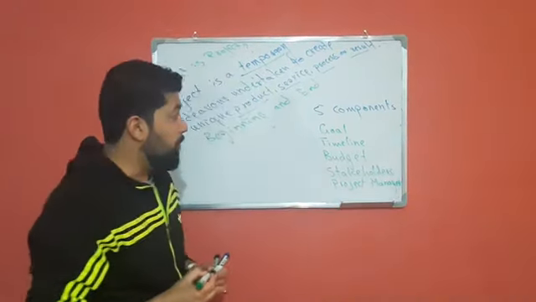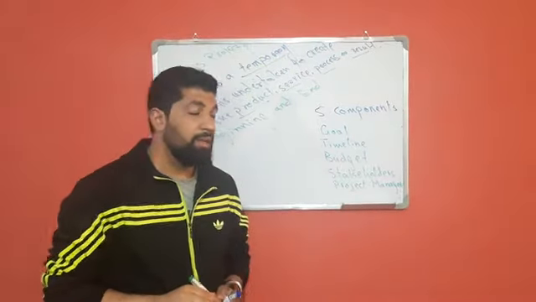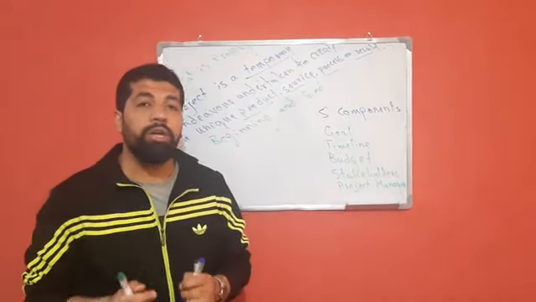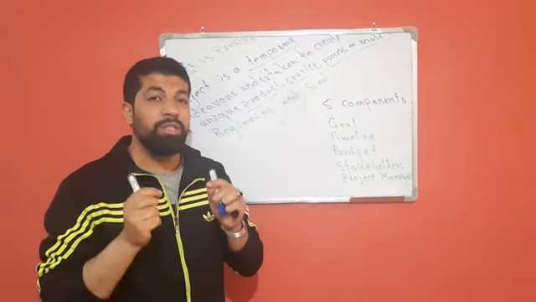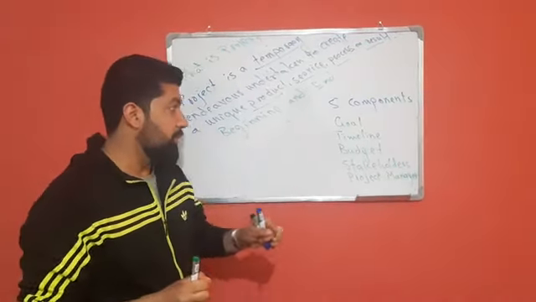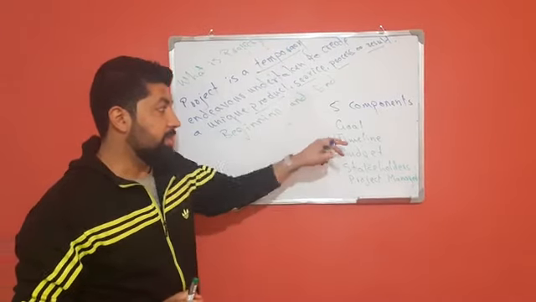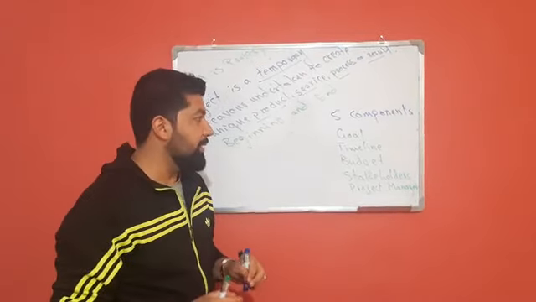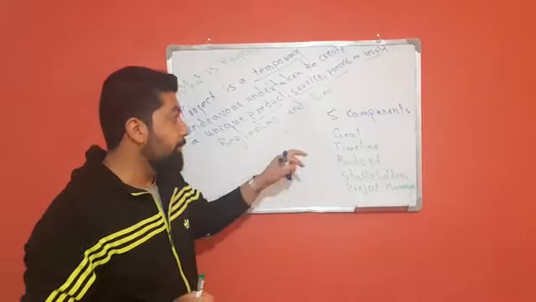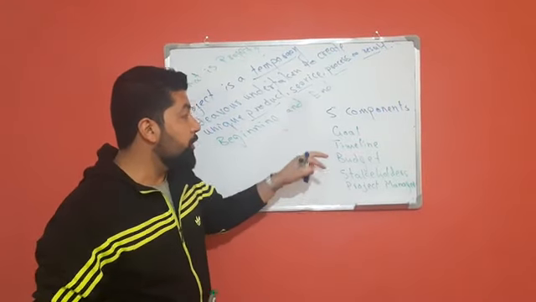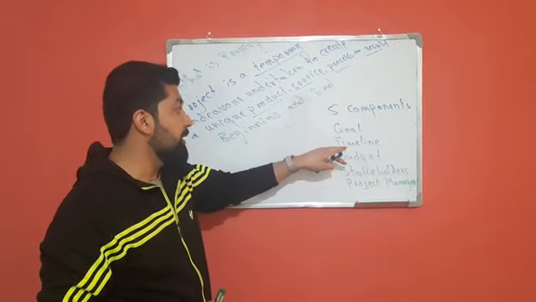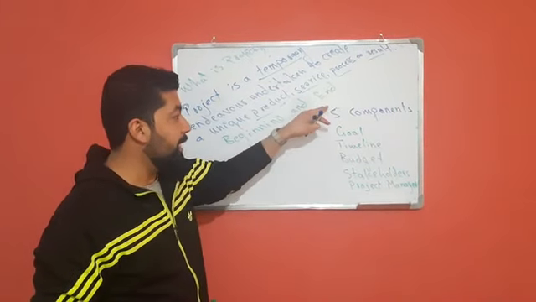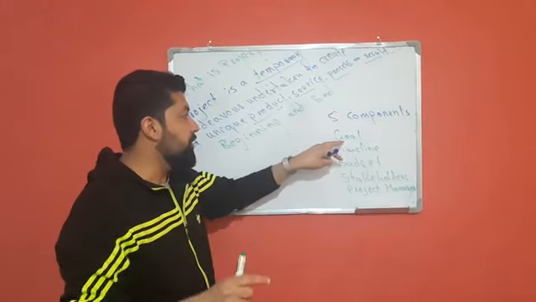Now, what does the project goal mean? The project goal means what are you trying to achieve? It has to be clear what you are trying to achieve. The second thing is the timeline. What does the timeline mean? The timeline means when are you trying to achieve the goal by? So there should be a defined beginning and end to achieve your goal.